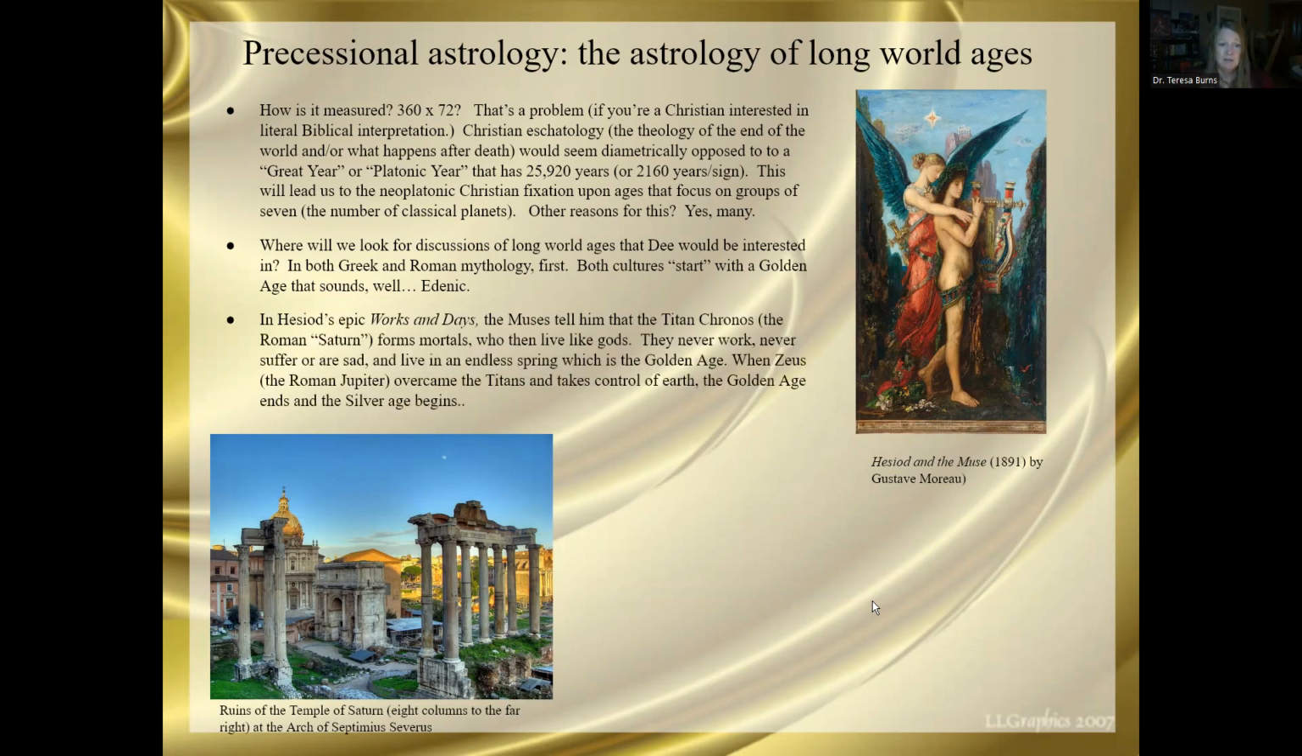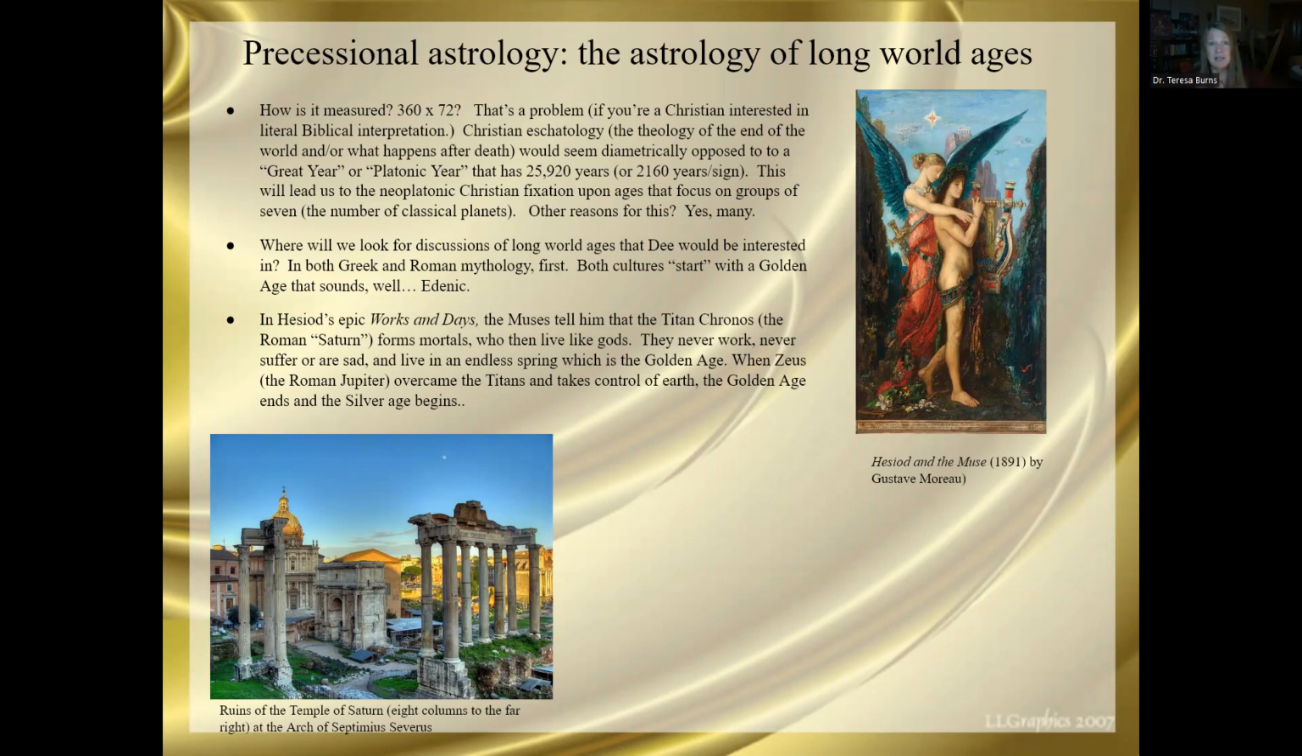I mean, so I talked about Hesiod's epic Works and Days. Over here, you see one of the muses whispering into Hesiod's ear, because this is a revelatory text direct from the muse. And so the muse tells Hesiod that Kronos, the Titan, who is associated with the Roman Saturn, forms mortals, just like in the Bible, God forms mortals.